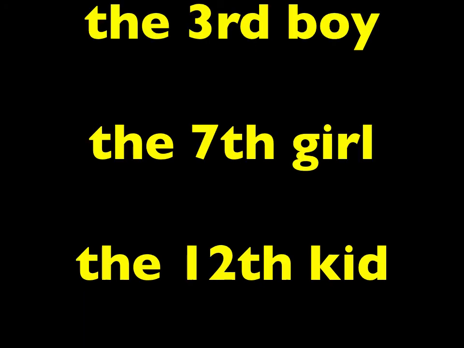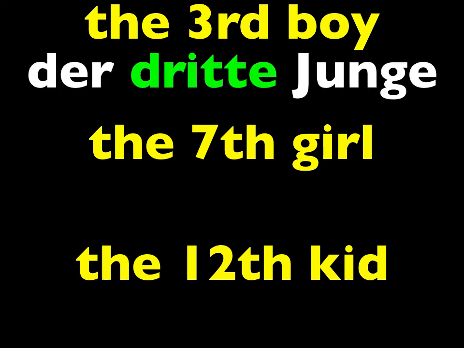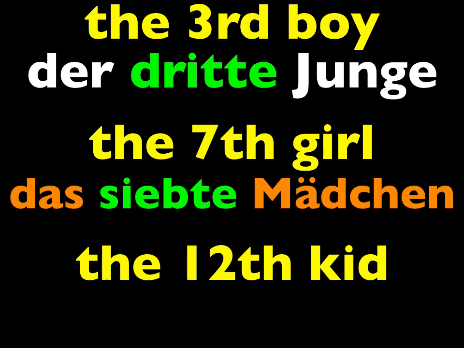Good. Now, if there were a group of boys standing in line and you wanted to point out one of them, how would you say, for example, the third boy? Hopefully you got it. It would be der dritte Junge. And if there were a group of girls standing in line and you wanted to point out one of them, how would you say, for example, the seventh girl? Again, I hope you got it. It would be das siebte Mädchen.